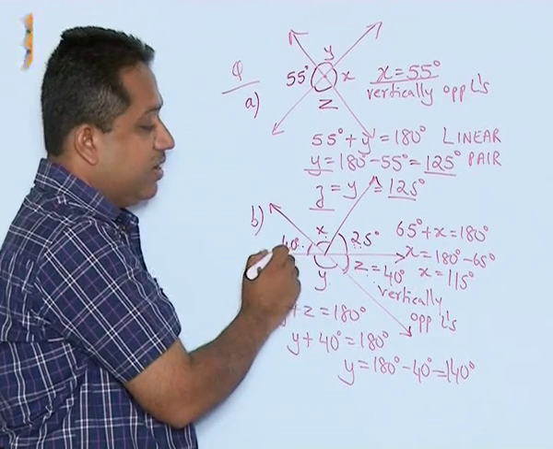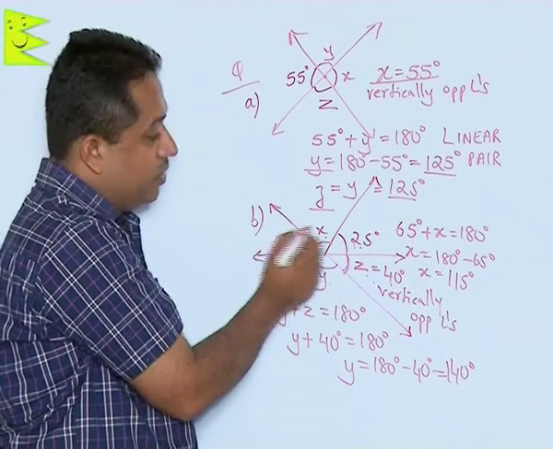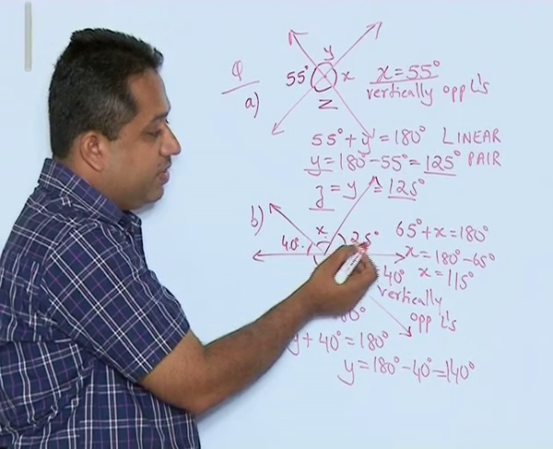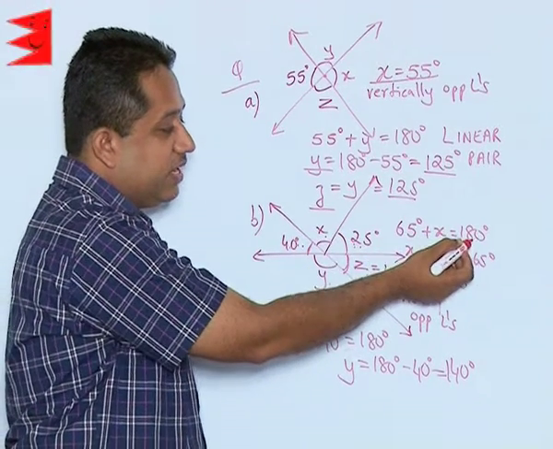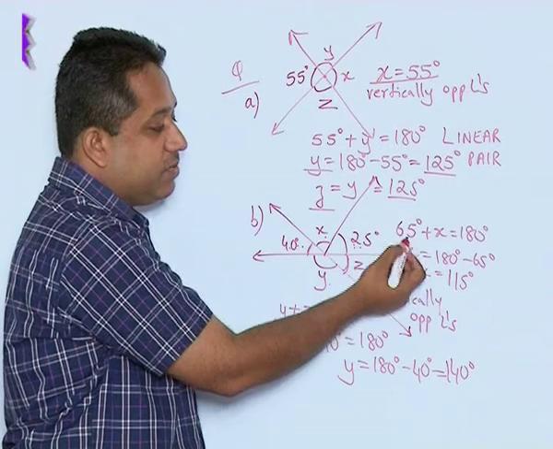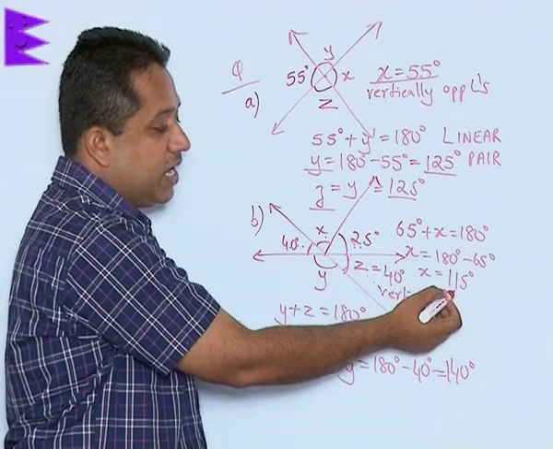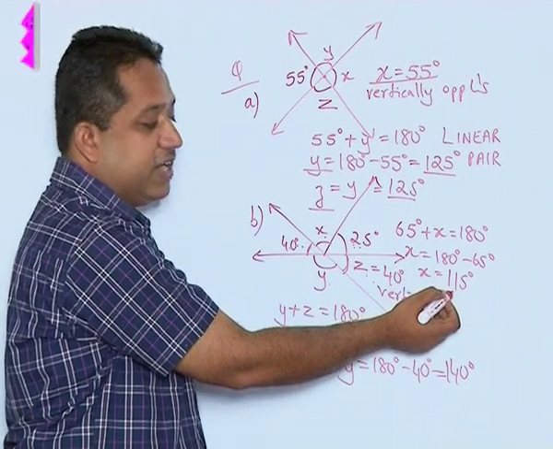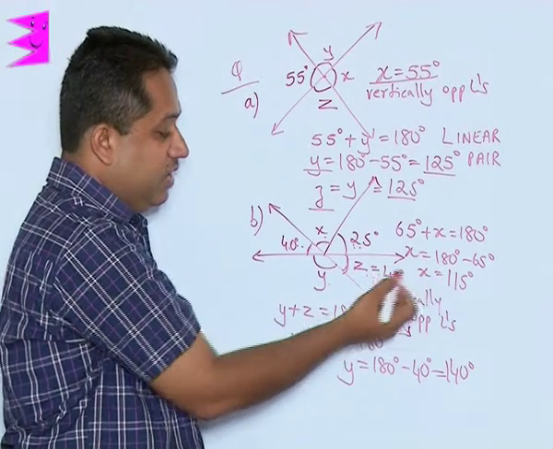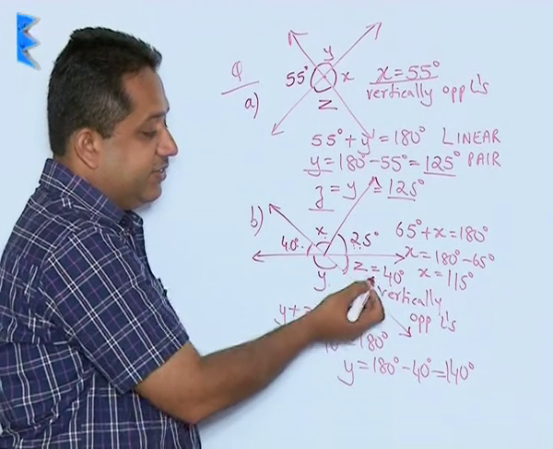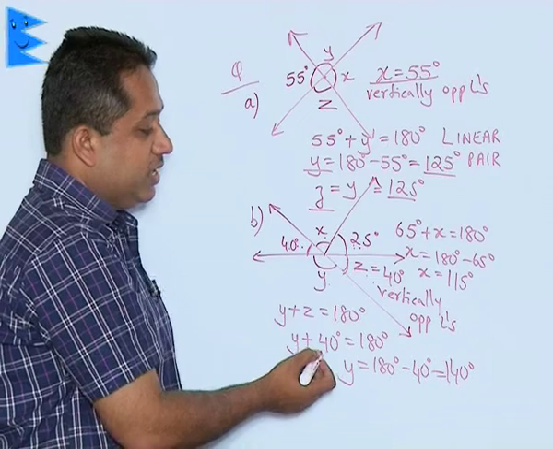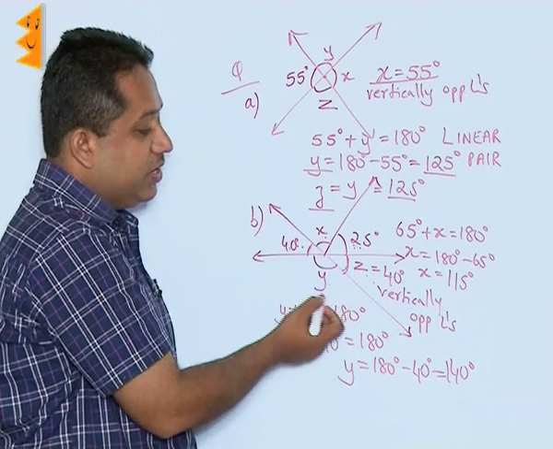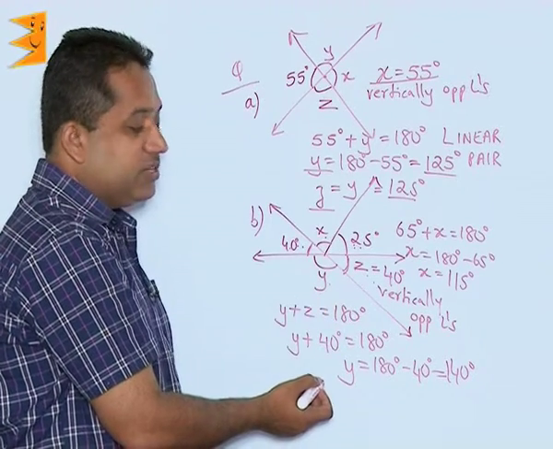So 40 and 25 was known already. 40 plus 25 is giving us 65. 65 plus x is 180. Therefore we found out x by subtracting 65 from 180, and we got the final answer as 115. So x is 115, y is 140, and z is 40 degrees. So we get these angles comfortably by using all the properties that we have studied.